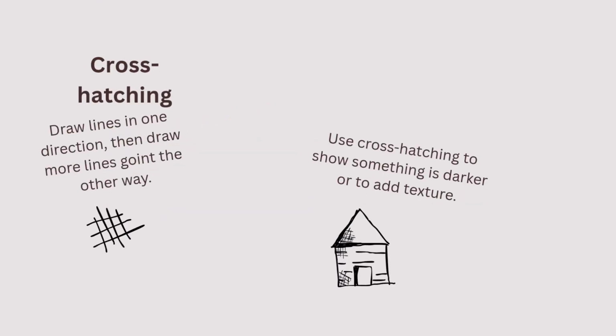Now we arrive at cross-hatching. Hatching are little lines placed next to each other. So cross-hatching is when you draw lines in one direction and then you draw more lines going the other way. I use cross-hatching to show something is darker or to add texture. So here I've added them to the corner, kind of in the shadowed area of the roof and on the left side of the house. So on the roof, maybe it shows a little bit of texture. Maybe on the house, it shows a little bit of shading. Either way, it just adds a little something extra to add interest.